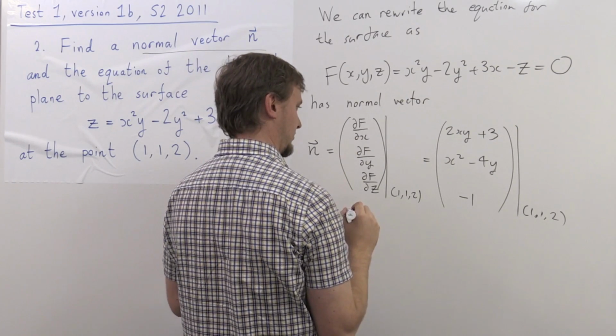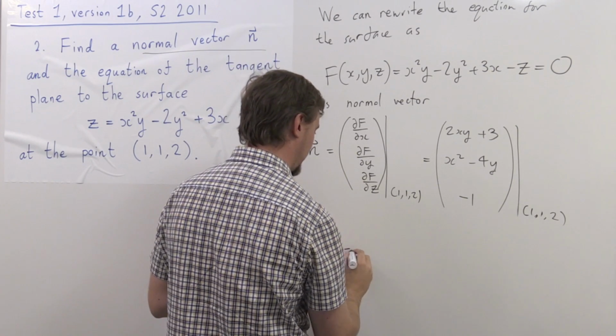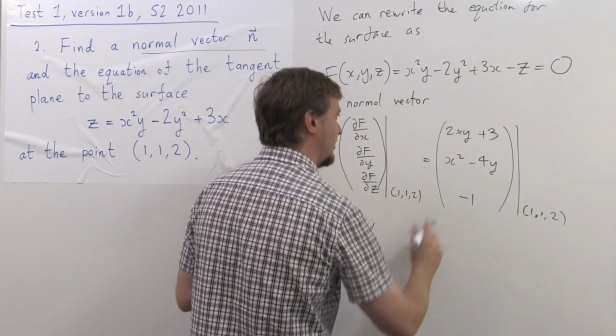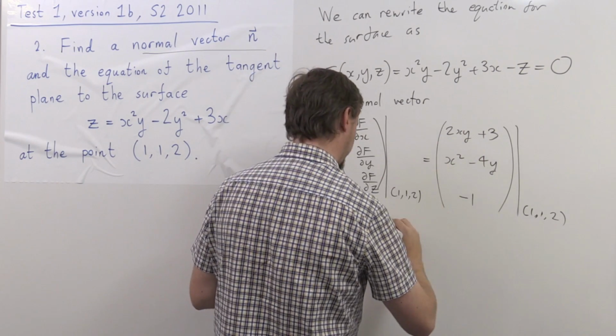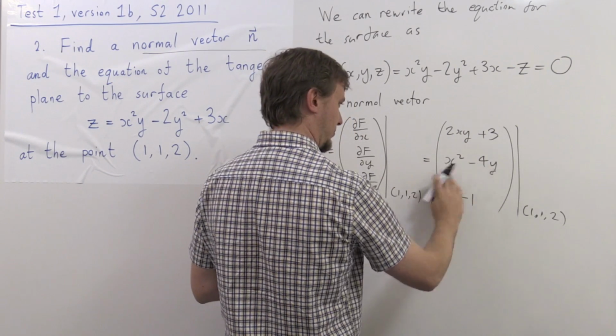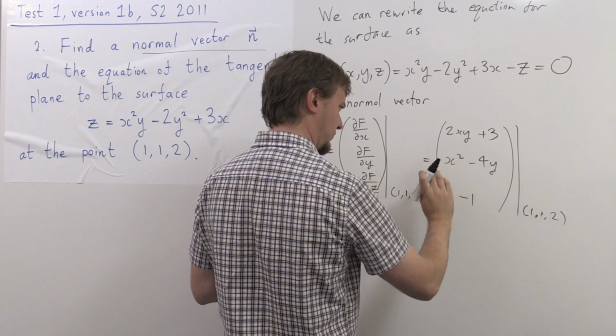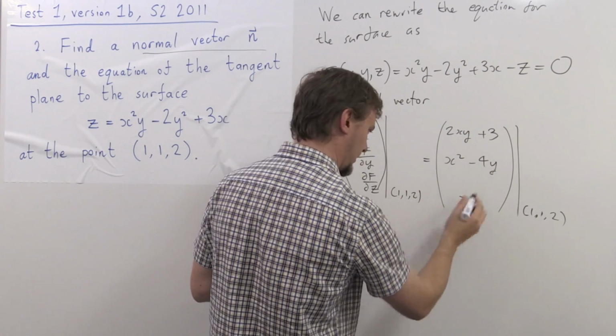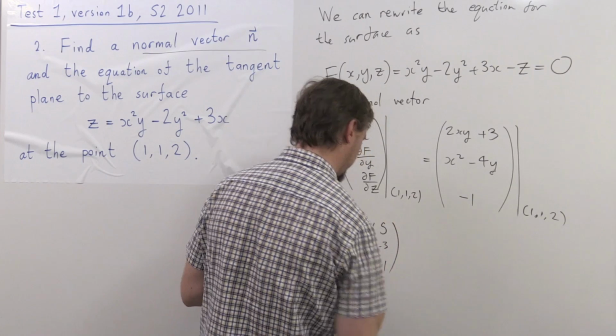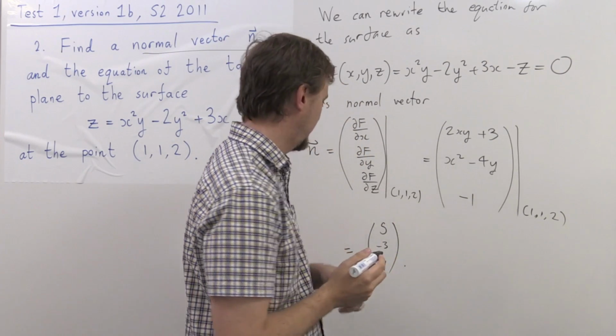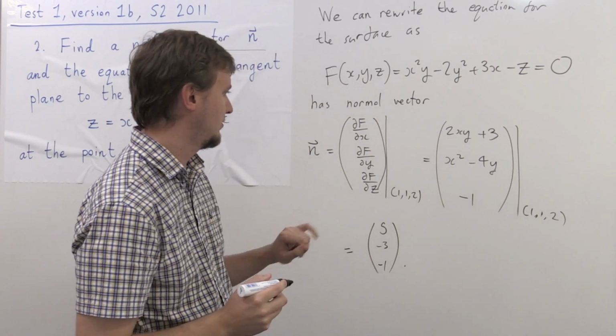Right, so let's just plug it in. We get n is equal to, I'll put in 1, 1, I get 2 plus 3 is 5. Again, put in 1, 1, I get 1 minus 4 is minus 3. And minus 1 is always minus 1. So that's my normal vector at the point 1, 1, 2.